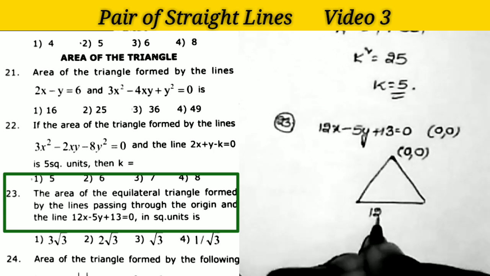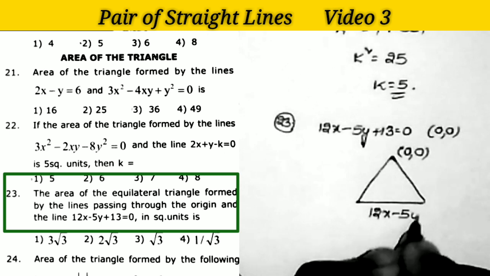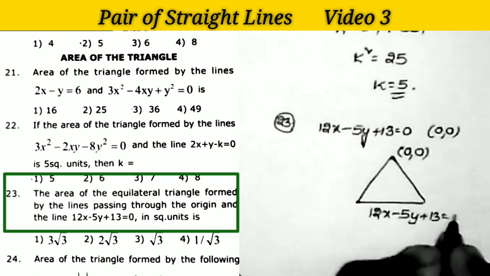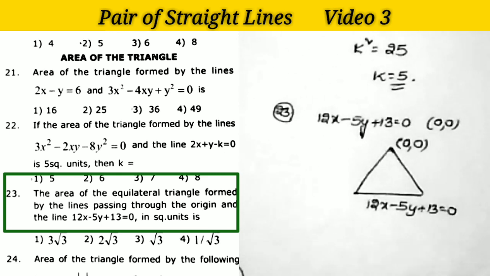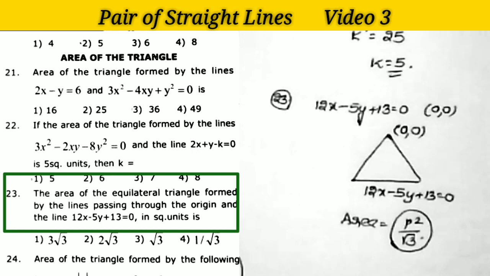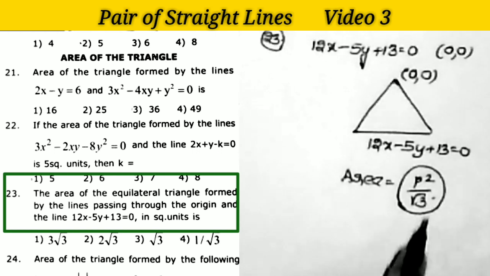And given that the third line equation is 12x minus 5y plus 13 is equal to 0. Now what is the area of the triangle? That is the given question. So for this equilateral triangle, to find the area, we have one particular formula, that is equal to p square by root 3. This is the formula for the equilateral triangle. Area is equal to p square by root 3.